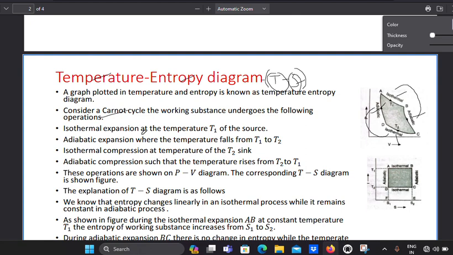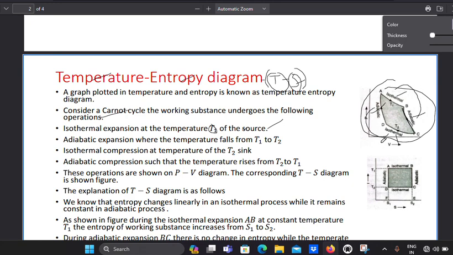Isothermal expansion at a temperature T1 of the source. Why? Because T1 is the source temperature, and at this temperature isothermal expansion takes place. Adiabatic expansion, where the temperature falls from T1 to T2. Only the temperature decreases. Why? Because here, as the temperature decreases, it is like this. It shows the temperature decreases.